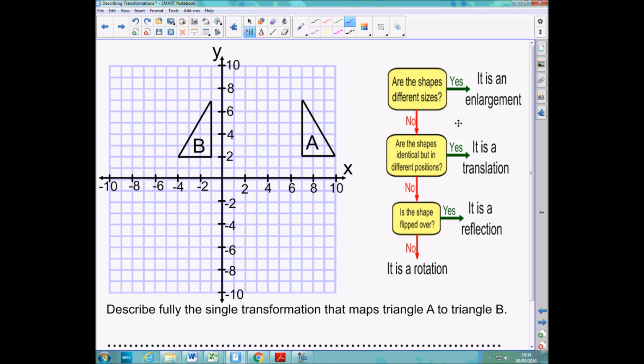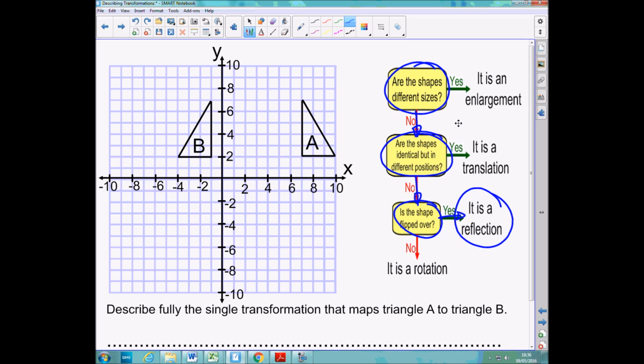Okay, so here's another transformation, and again, I'm going to start by asking my questions. Are the shapes different sizes? No. Are the shapes identical but in different positions? No. Is the shape flipped over? Yes, it is, as you probably guessed. So this is an example of a reflection.